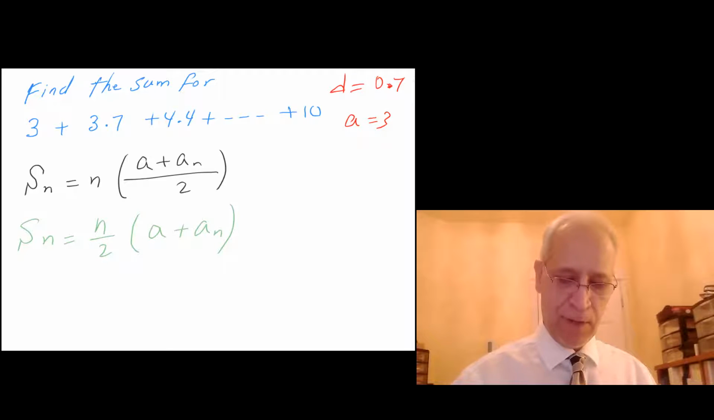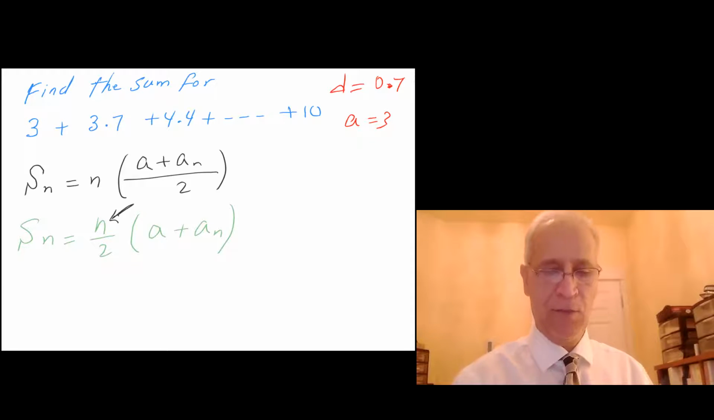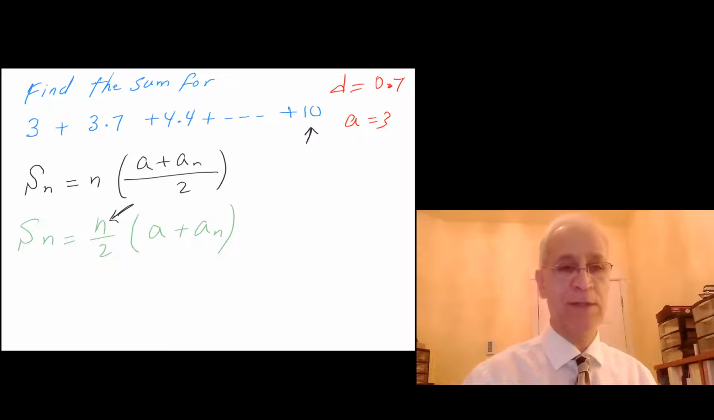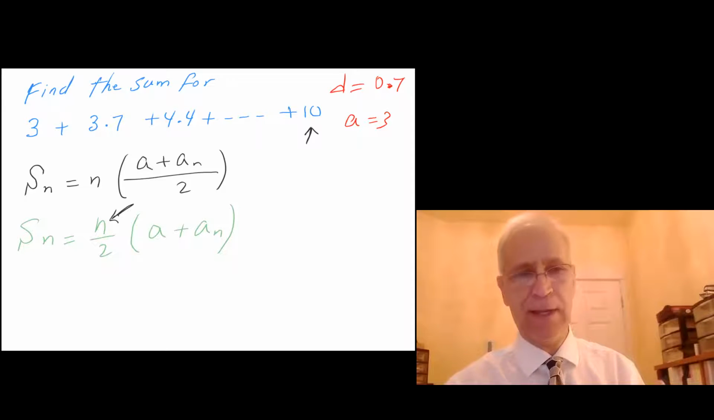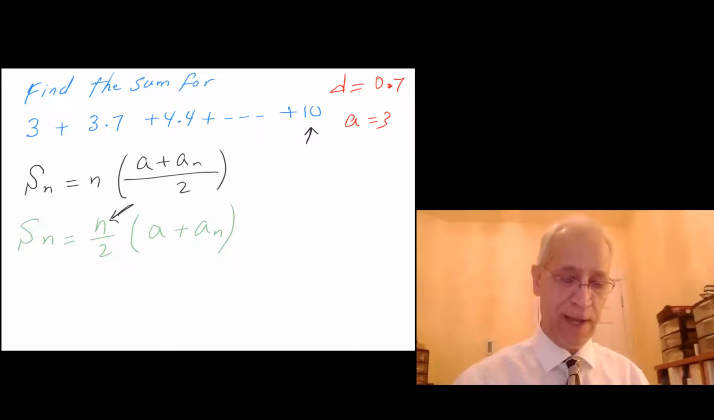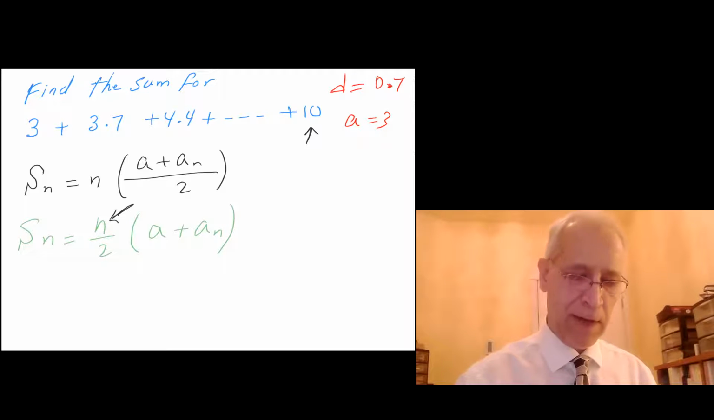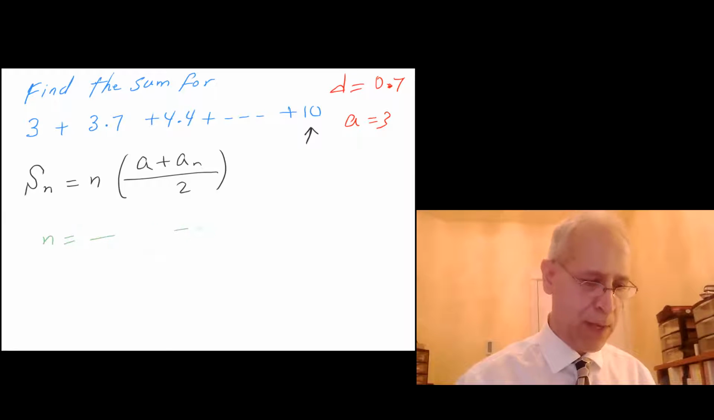Using this formula, notice that I have everything except I don't know n. I know my last term is 10, but I don't know if it is the 10th term, 11th term, or 12th term. So first I have to find that out. How can I find that out?